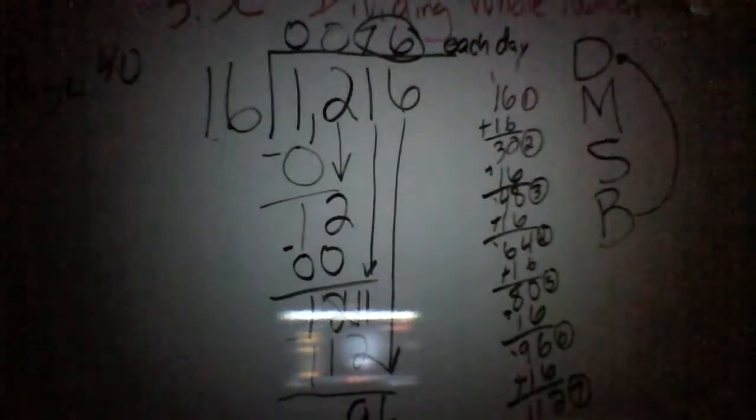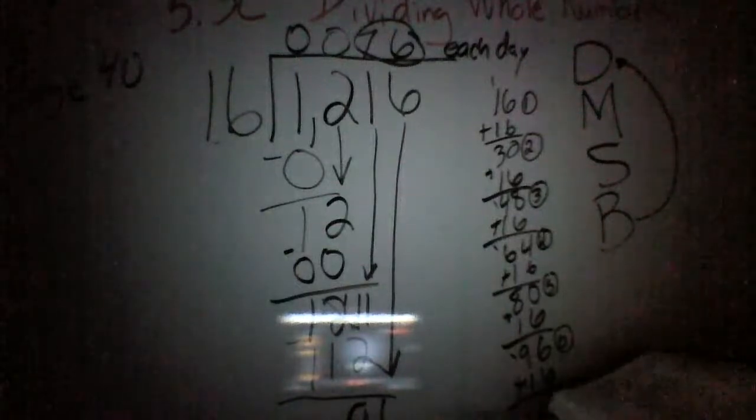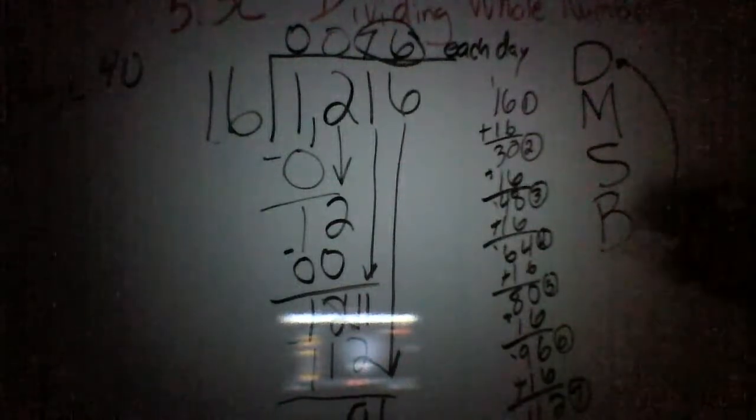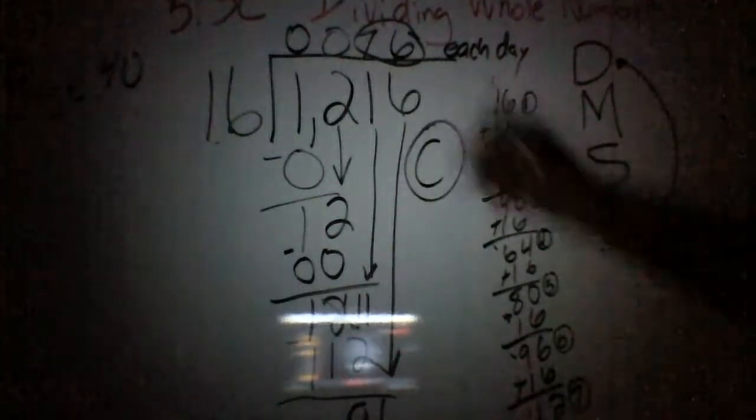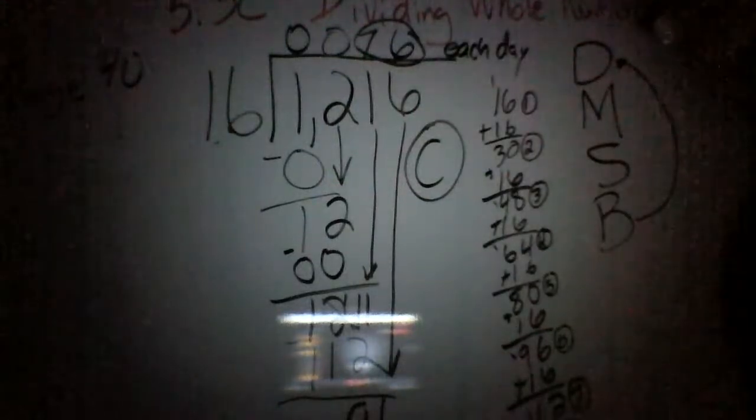I'm sorry. So how much money does she collect each day? Well, it's C, because she makes $76 each day.